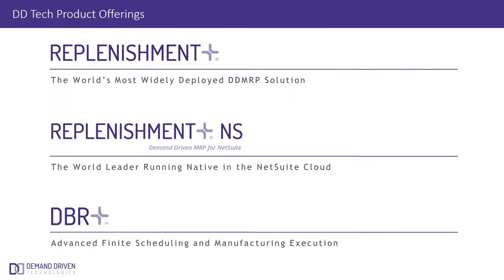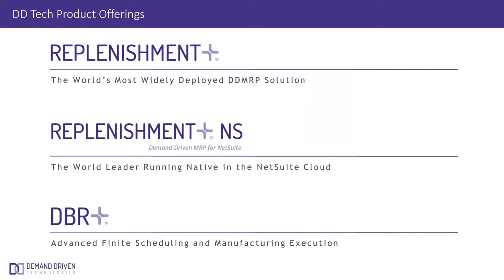We have 3 product offerings that we provide to the market. Our primary product offering is a solution called Replenishment Plus, which is the world's most widely deployed DDMRP solution. We have over 80 implementations across 6 continents of that software. Along the way, we built a version of it that runs native in the NetSuite environment, and Brad will show you a demonstration of that and how well embedded it is running inside your NetSuite cloud, fully integrated with all the other functionality that you know and love in your NetSuite environment.